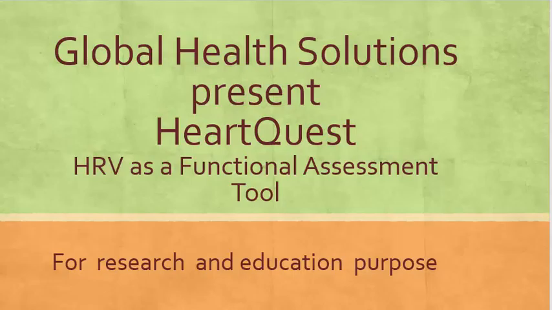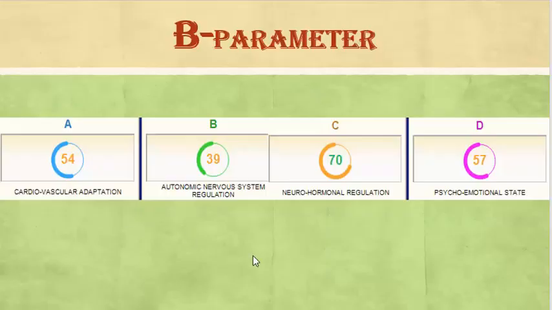So today we will show what the B parameter is and how to interpret it. First of all, you want to find out what the weakest area is. In this case, we see the A parameter, B parameter, C and D. And if you notice, the B parameter is the lowest one. This represents autonomic nervous system regulation. When we compare the A, B, C, D parameters, we are looking for which parameter is the lowest one. This is the area which needs more attention. So in this case, the B parameter needs more attention.